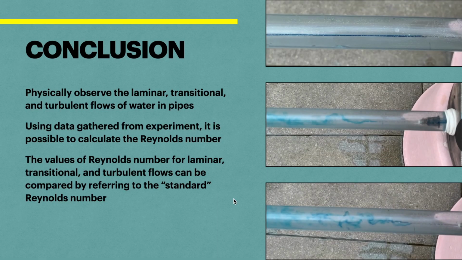In conclusion, by replicating the dye experiment done by Osborne Reynolds in the 19th century, we can physically observe the phenomena of laminar, transitional, and turbulent flows, as well as calculate the Reynolds number. It is difficult to distinguish transitional flow from turbulent flow only through observation, but this is made possible by calculating the Reynolds number. We can compare the values calculated to the standard values and determine the types of flow.